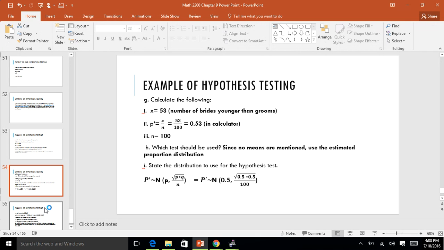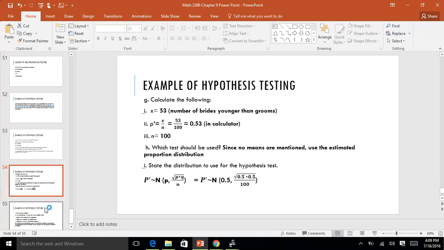So which test should we use? Since no mean was mentioned, we use the estimated proportion distribution because it's got all these percentages in it and no mean, so it's kind of an easier one to pick. So below you see the distribution, and it's P' tilde normal, where the mean is just the p, and then the standard deviation is the square root of p times q over n.